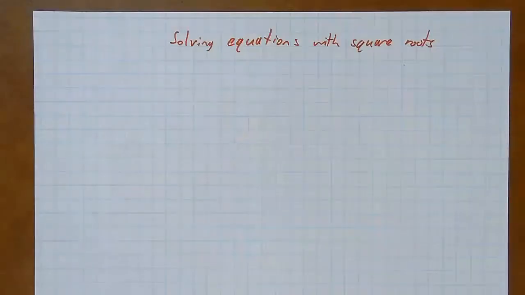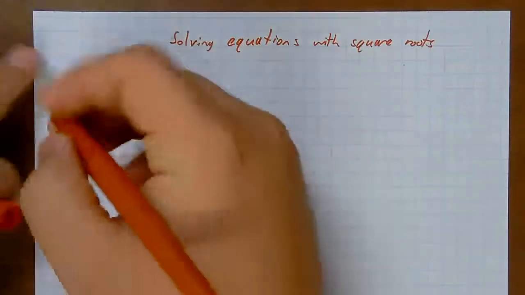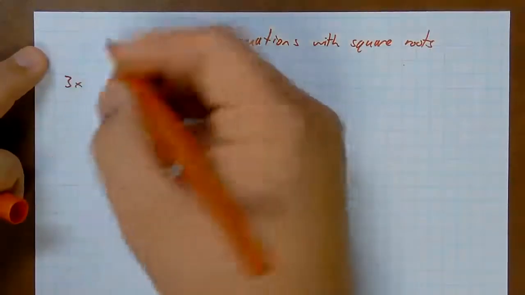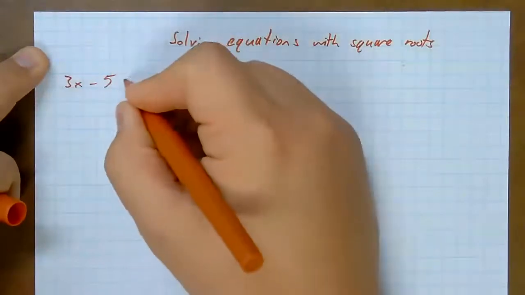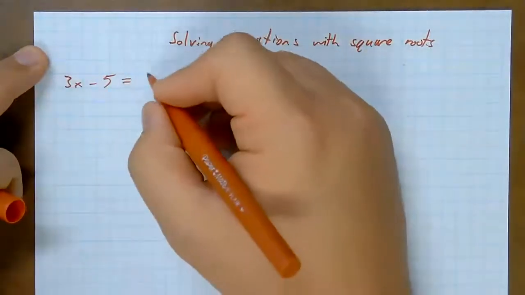So today we're going to be learning how to solve equations with square roots. And solving equations with square roots really isn't very different from equations we already know how to solve. Let's take a look at the example of 3x minus 5 equals 43.